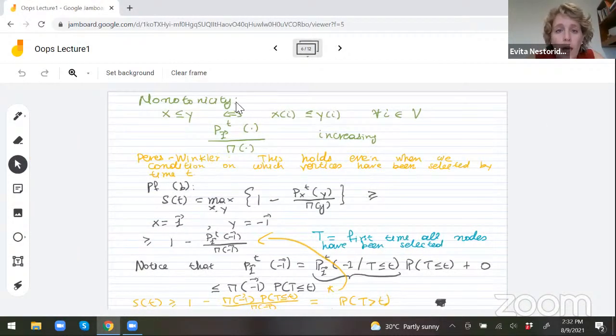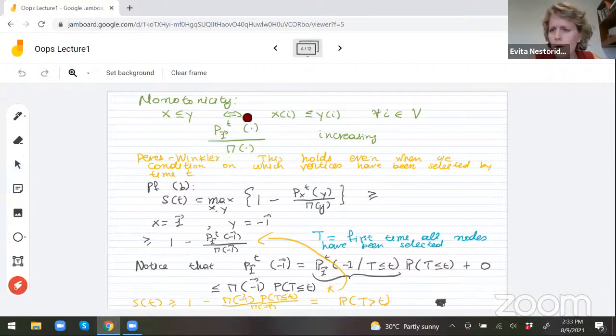So, as I said, the main place where monotonicity is used is here in the Peres-Winkler property, saying that this density function is increasing even if we condition on this capital T having happened, basically. So increasing means that the smallest configuration is the all minus 1 configuration. And so if we plug in the all minus 1 configuration here, this quantity will be less than 1. And so this is how we get that.